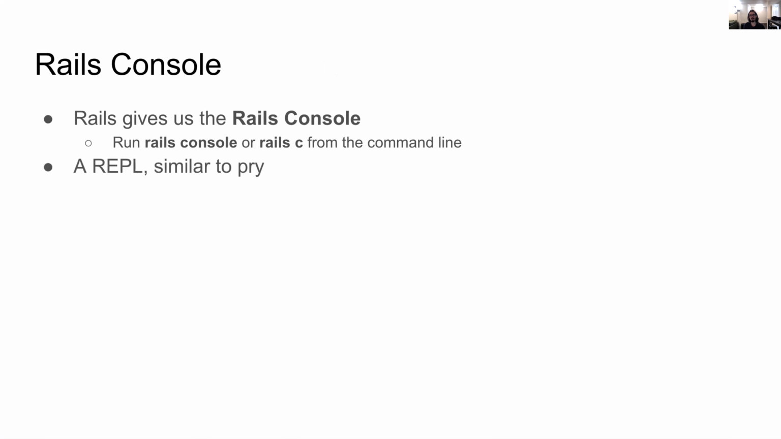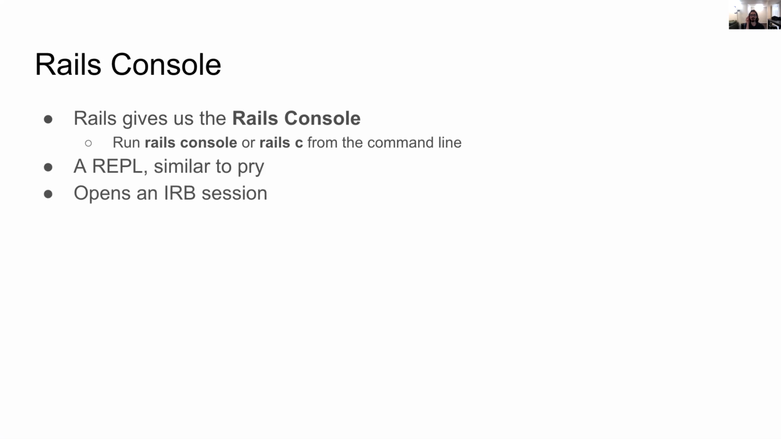This is a REPL. REPL stands for read, evaluate, print, loop. This is very similar to Pry, where it gives you an interface where you can execute a line. It will print out the return value, and then it'll loop back to the beginning and continue that read, evaluate, print loop over and over again. You can think of this as executing a Pry session. But the big difference between Pry and Rails console is that when you run Rails console, it loads up all of your Rails application.